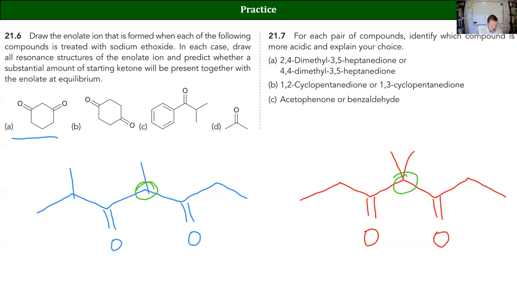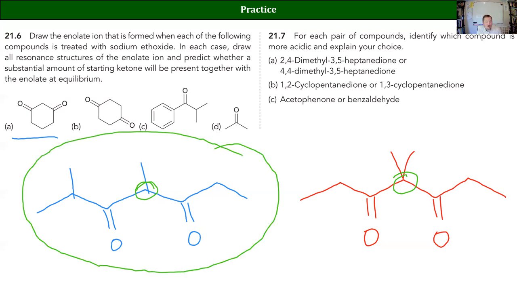So by a long shot, this will be far more acidic. The pKa for that proton, I want to say it's about 5 pH units lower. That makes it 10 to the 5 times easier to deprotonate.